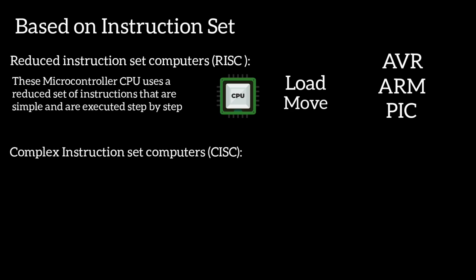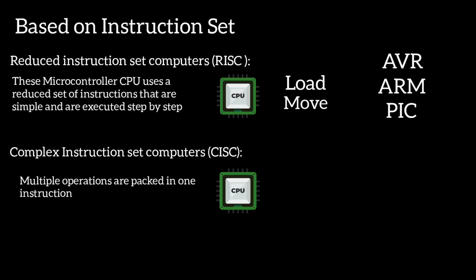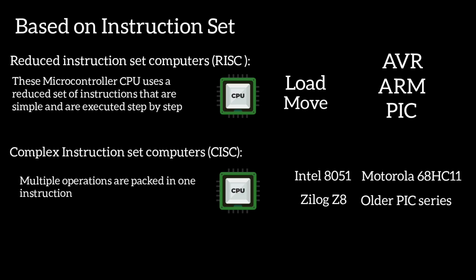Complex instruction set computers, CISC. These microcontroller CPUs use a complex set of instructions in which multiple operations are packed in one instruction for the CPU to perform. Examples of such microcontrollers include Intel 8051, Zilog Z8, Motorola 68HC11, and older PIC series.